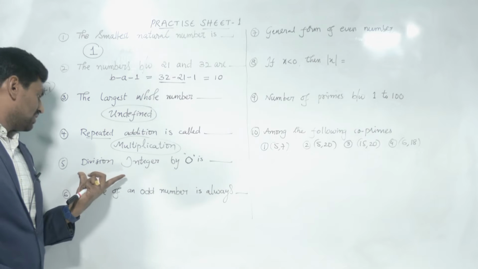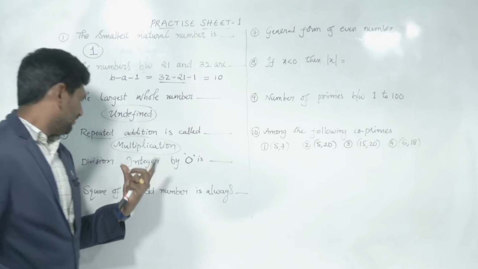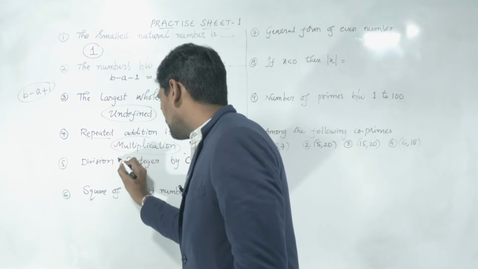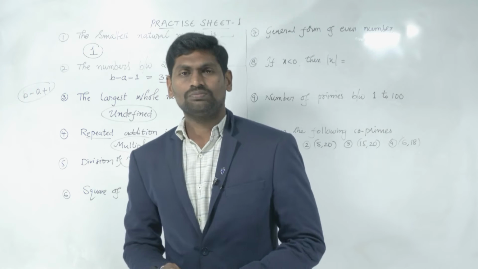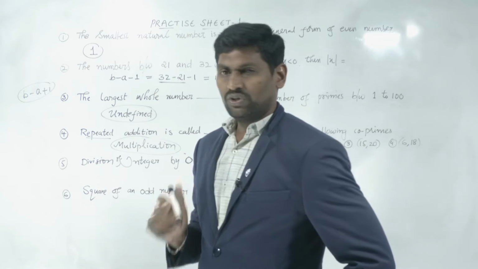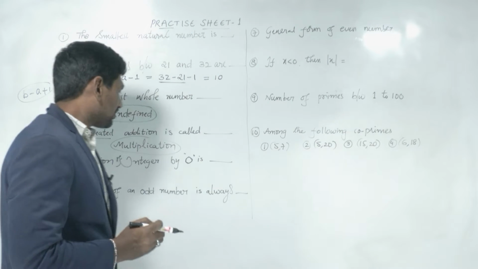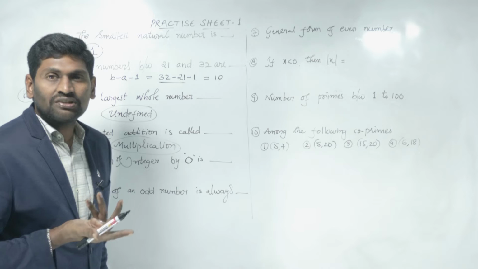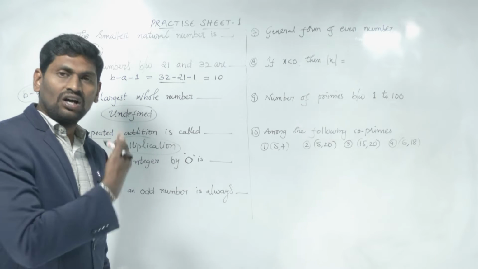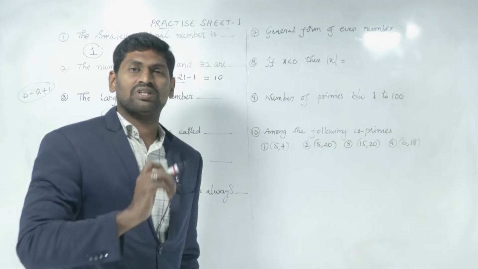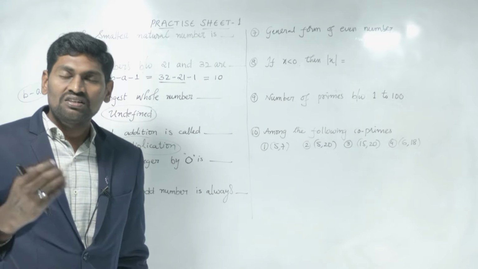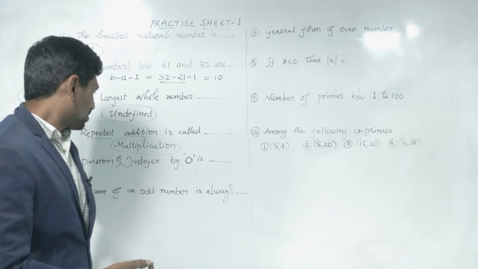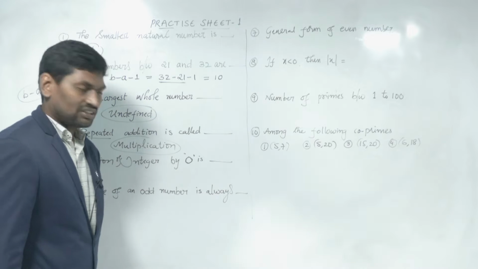Next. Question number 5. Division of any integer by 0. Now here, which integer should we take? Integers include all positive numbers, so many negative numbers, and 0 is also an integer. Am I right? So take any one integer like 5.